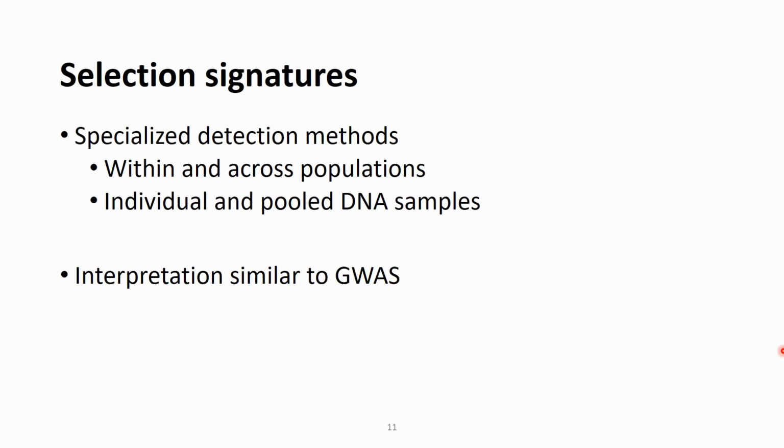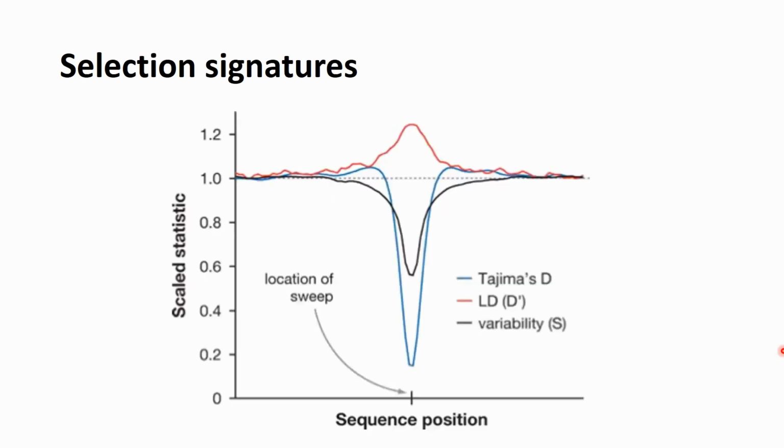The interpretation is quite similar to GWAS. Actually, there are some plots and there are some high or low values that produce some kind of a signal. Here is an example of such a graph. So just don't worry about the statistics right now, but you see that there is something going on in this region, and depending on the statistic, there is a signal that indicates that something is going on in this particular region, and this something is most likely a selection signature or selective sweep.